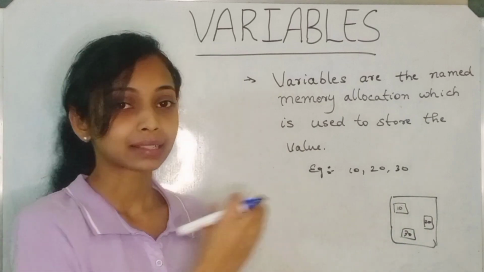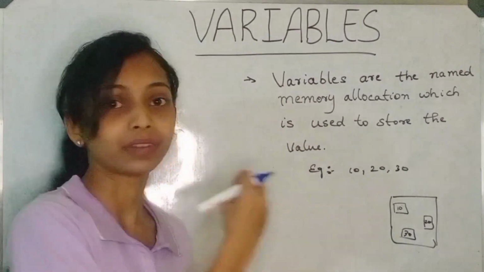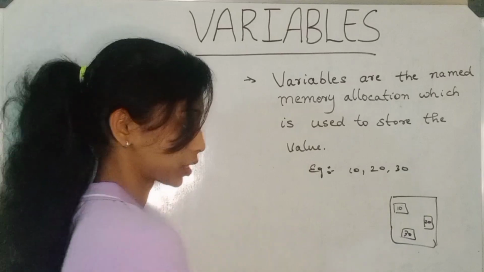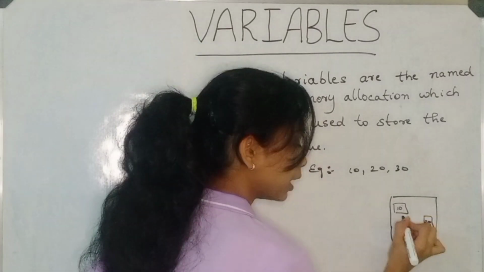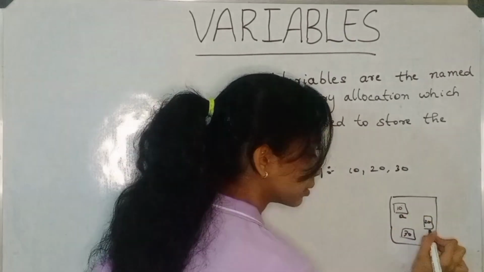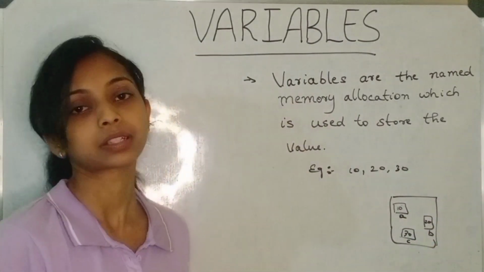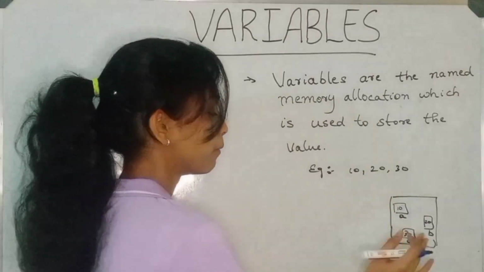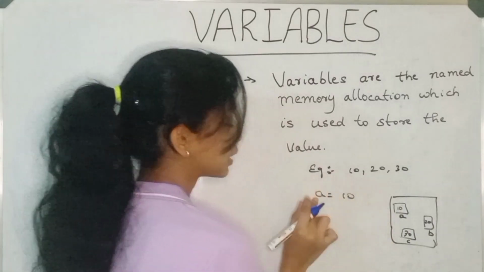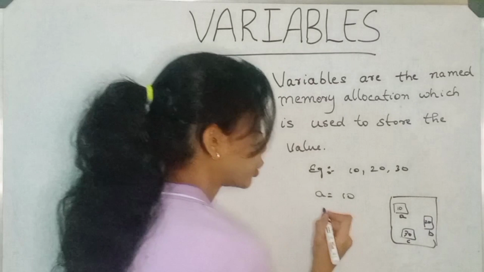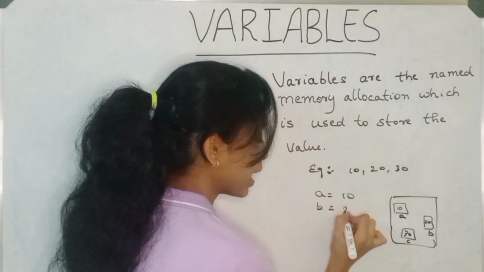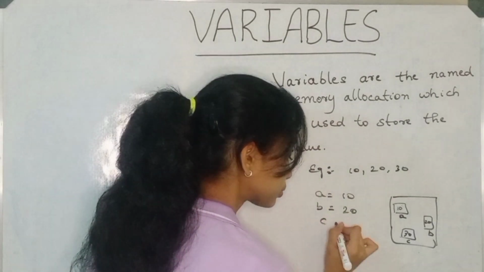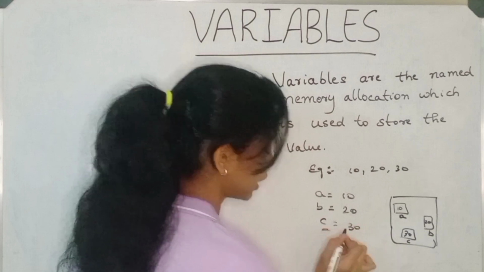So in order to access the values very easily, we have to allocate some names to this memory. We can allocate the variable name A to this 10, B to this 20 and C to this 30. So now, can we access the values easily? Definitely yes. Because whenever you call A, the value 10 stored in the variable name A is accessed. Whenever you call B, the value 20 stored in B is accessed. Whenever you call C, the value 30 stored in the variable name C is accessed.